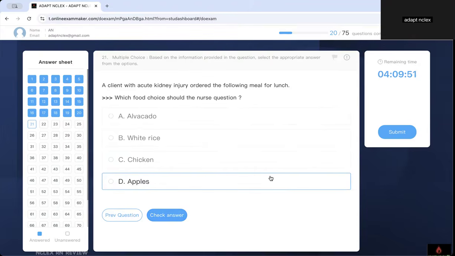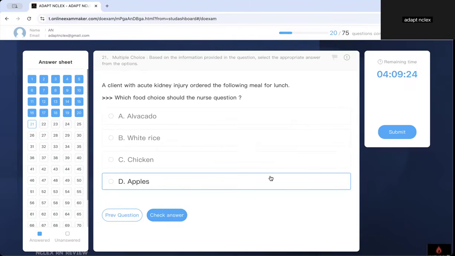21. A client with acute kidney injury ordered the following meal for lunch. Risk reduction. This is what you see, and you don't know how to figure it out. This is what I want you to know. Which food should the client avoid? You have a kidney problem, so you should not take anything that will make you sick.